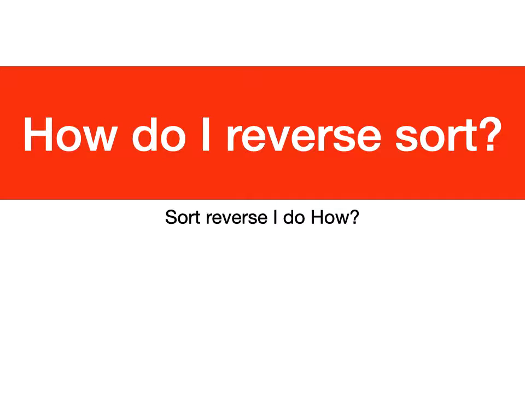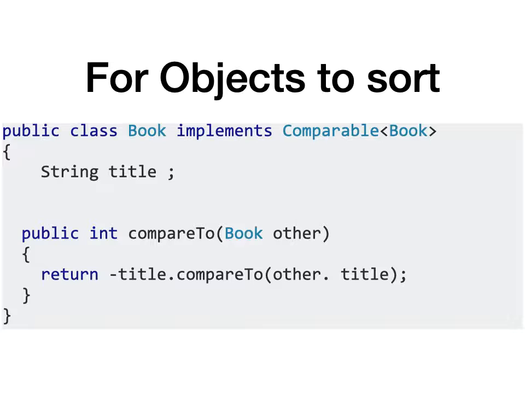But wait, you're asking, how do I reverse the sort? Supposing I don't want to go from small to big or A to Z, I want to go from Z to A. How do I do that? Well, to do that in Java, you must implement the Comparable interface. All a sorting algorithm needs to know is, if I'm looking at this other one, is this bigger than me? That's all you need to know, and the answer is yes or no.